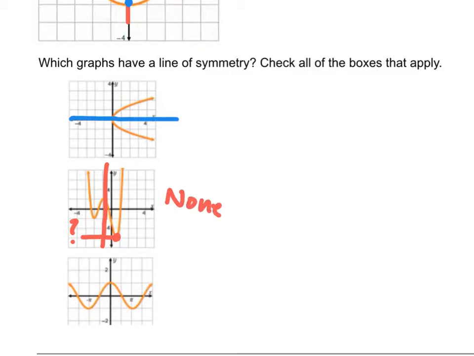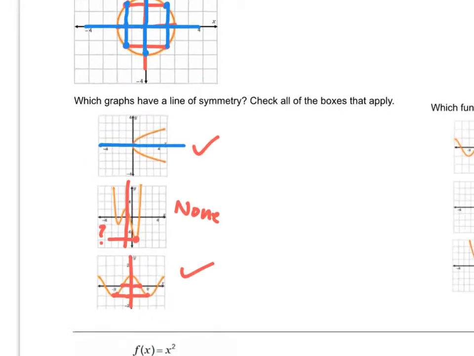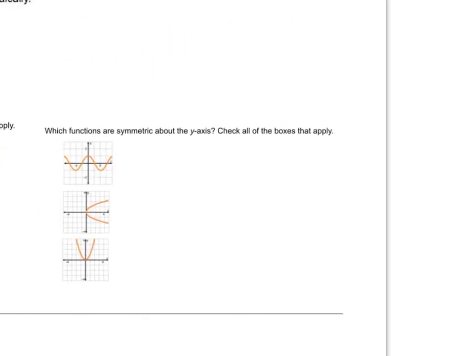But the last one, notice we have this curve here. I could draw a line of symmetry going right through there, and all these other points are equidistant to that line of symmetry. So this one has one and this one has one, but this one, no. Let's take a look at another one.